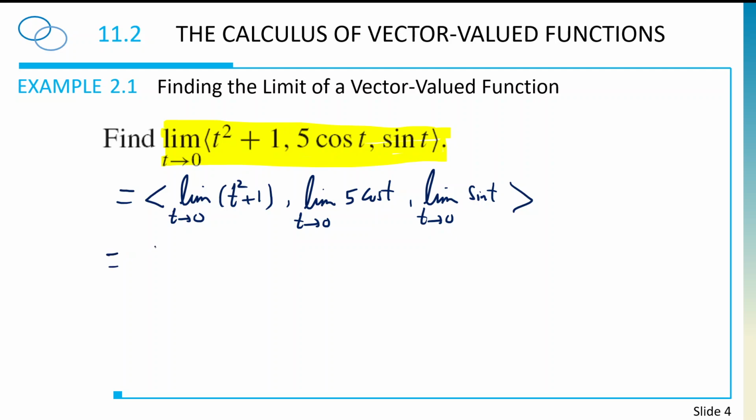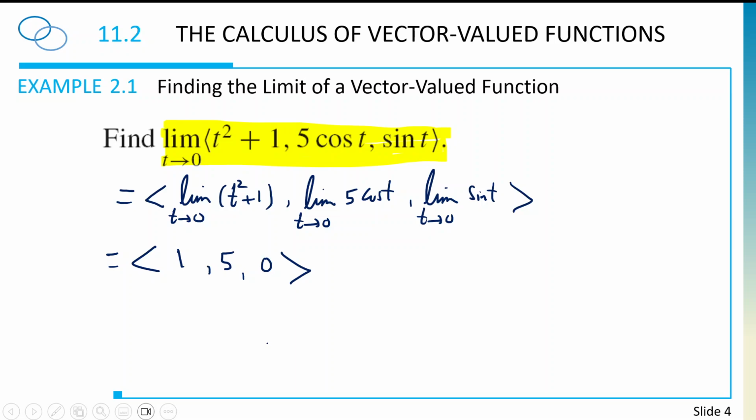Now deal with them one by one. Let's see the limit for the first one. The limit for t squared plus 1 as t approaches 0 is 1. I'll check the limit for the second one: 5 cosine 0 is 1, so this is 5. And for the third one, sine of 0 equals 0. So the limit for this vector valued function equals this vector 1, 5, 0.